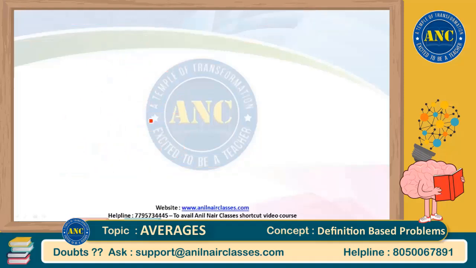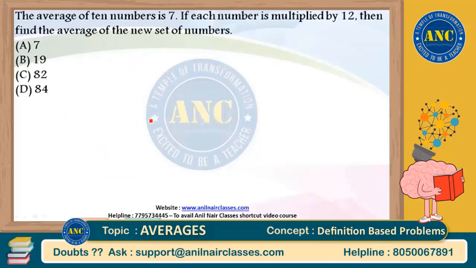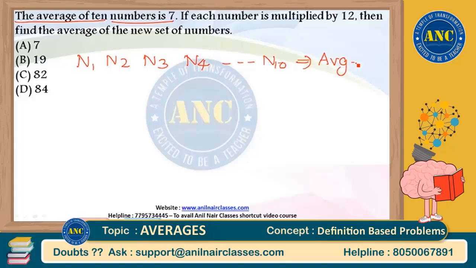Another question we can solve. See this question, sir. The average of 10 numbers is 7. That means there are 10 numbers: number 1, number 2, number 3, number 4, like that there are 10 numbers. Average is 7. I don't mind whether these 10 numbers are in arithmetic progression or not. If each number is multiplied by 12, then find the average of the new set of numbers.